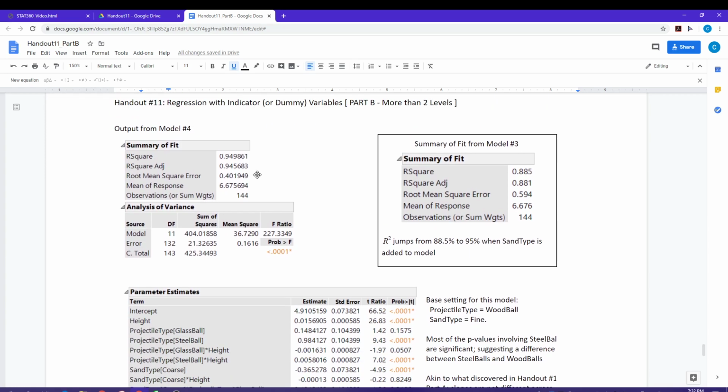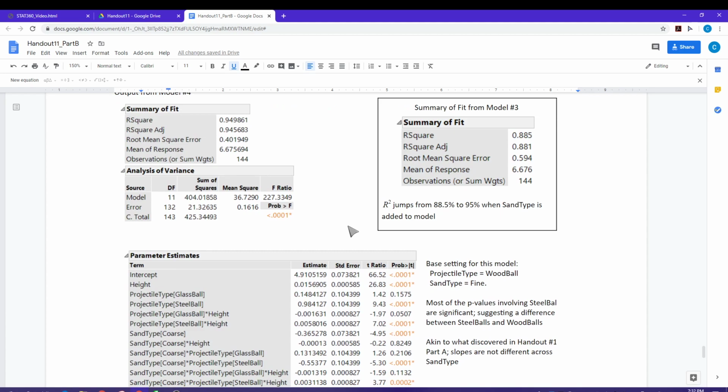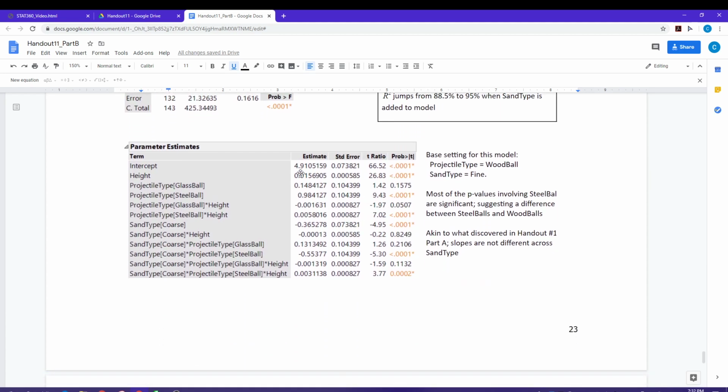Here's the output from model number 4. So this is the model that I just fit up above. My R-squared went from about 88.5% up to 95%. So I am gaining a little bit on my R-squared by including sand type. Talk more about that at the bottom here at the end. So here's all 12 of my different parameter estimates, all the different p-values.